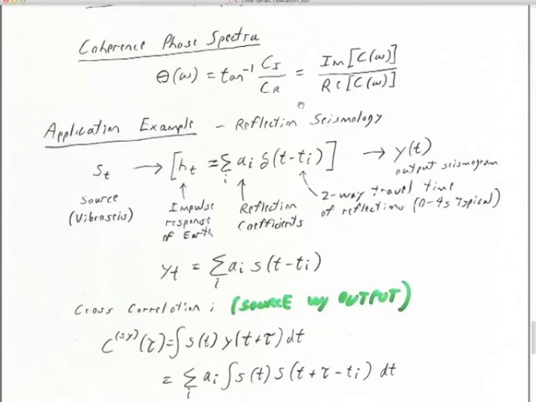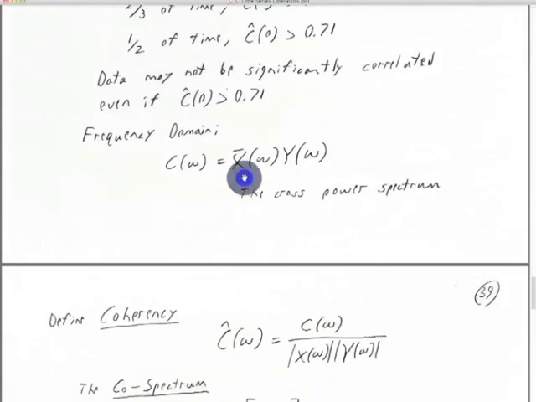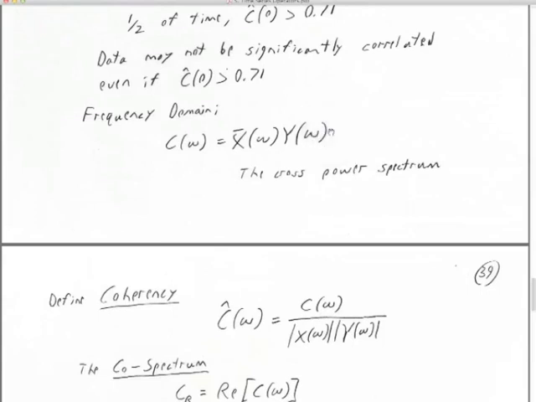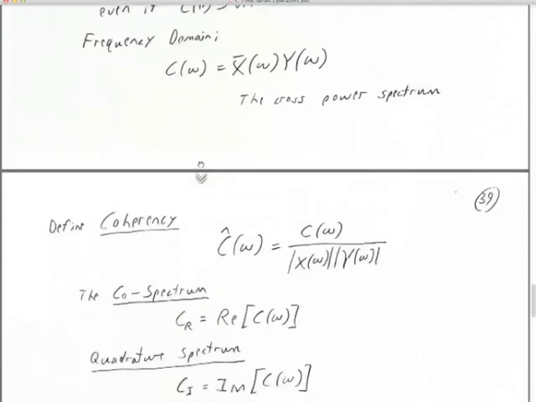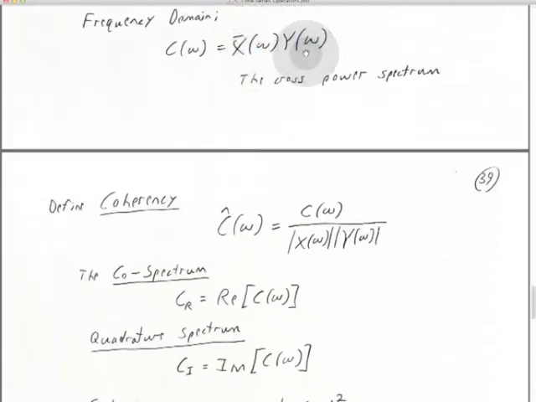Should all those C omegas have hats on them? No, because they're unnormalized, so they just take this definition here. That's the cross power spectrum, if you like. But really, I'd rather not call this a spectrum, because it's really a Fourier transformed cross covariance. C itself is the Fourier transform of the cross covariance. Here you calculate it directly from the Fourier transforms of the two time series, but you could also do the integral in time and calculate the cross covariance relative to tau, and then you could Fourier transform that, and you'd have C of omega.